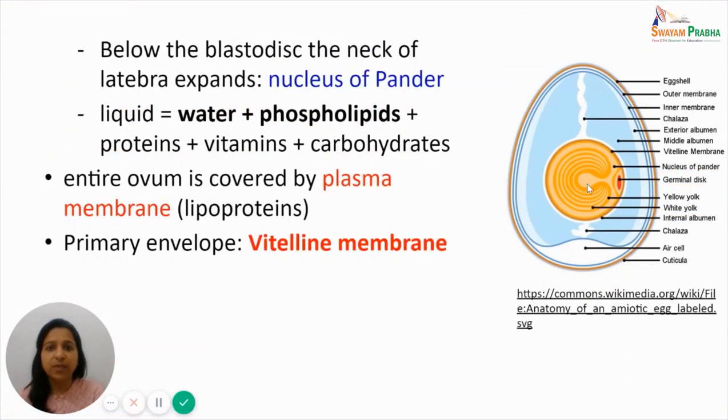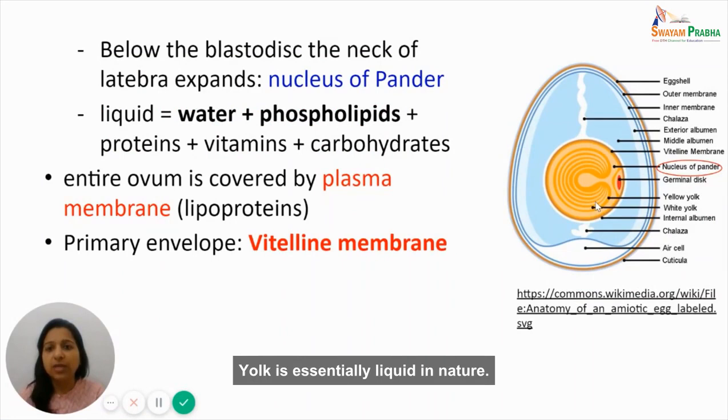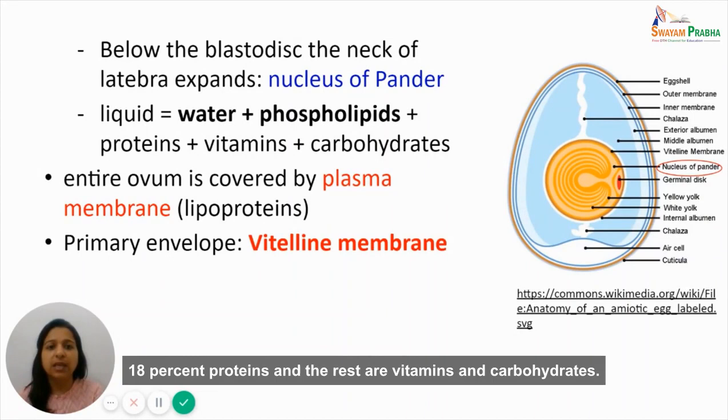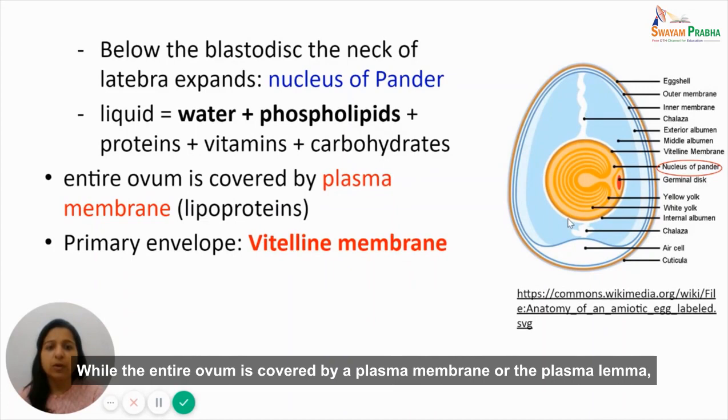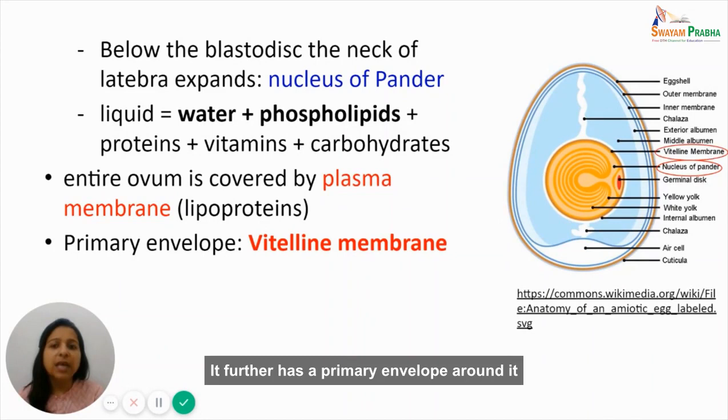Now, just below the blastodisc, the neck of this latebra expands to be called the nucleus of Pander. Yolk is essentially liquid in nature. It consists of almost 50% water, some 33% phospholipids, 18% proteins, and the rest are vitamins and carbohydrates. The entire ovum is covered by a plasma membrane or the plasmalemma, which is made up of lipoproteins. It further has a primary envelope around it, which is known as the vitelline membrane.